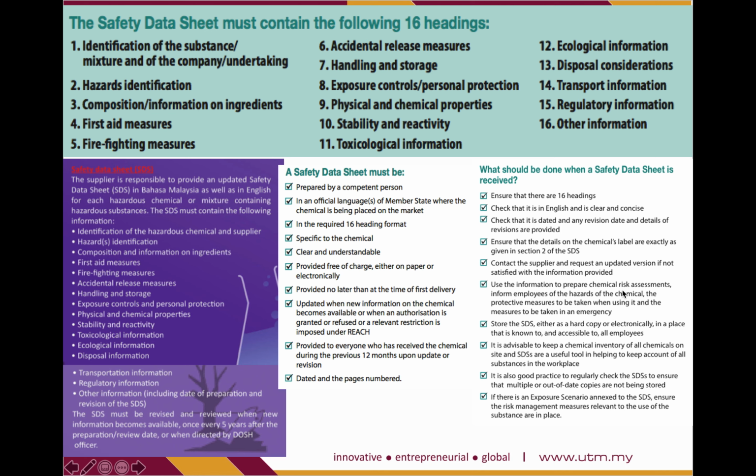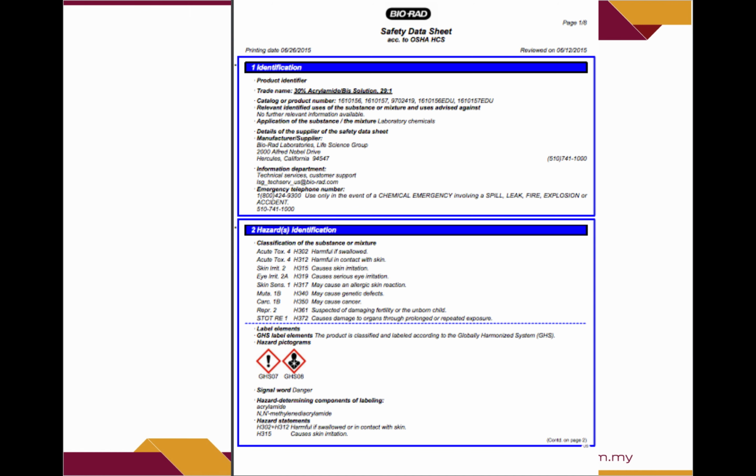So make sure that when you receive the SDS, whether it's in hard copy or soft copy, first and foremost it has the 16 headings and all the information needed. Alright, so I'm just going to give you a rough example of an SDS, in case you haven't seen one, haven't come across one, or don't know how to read one.